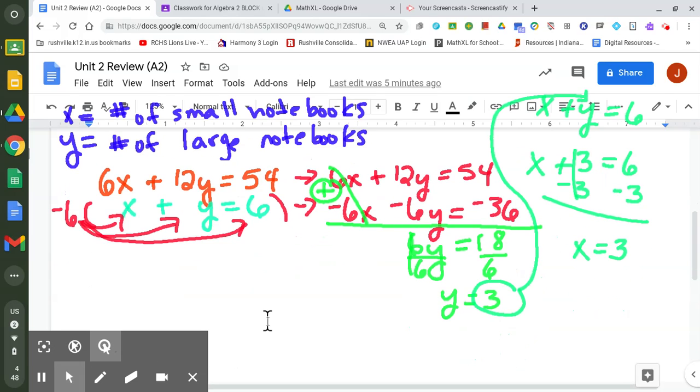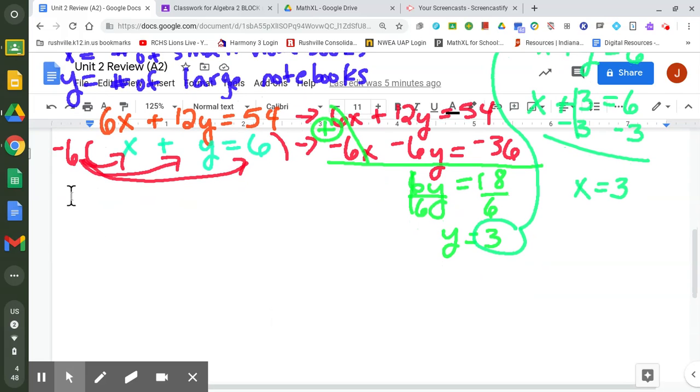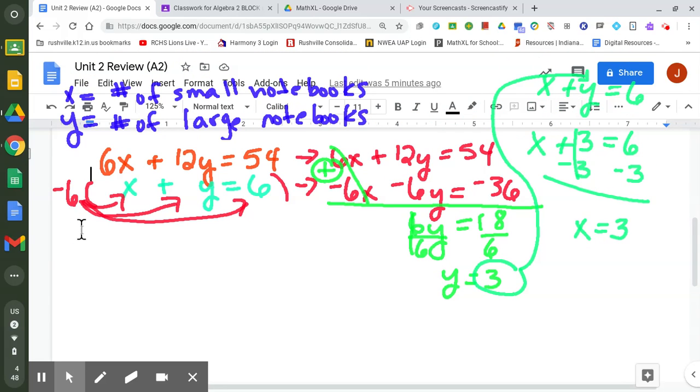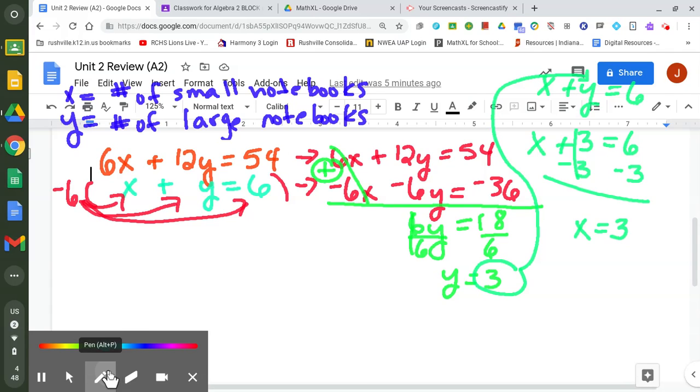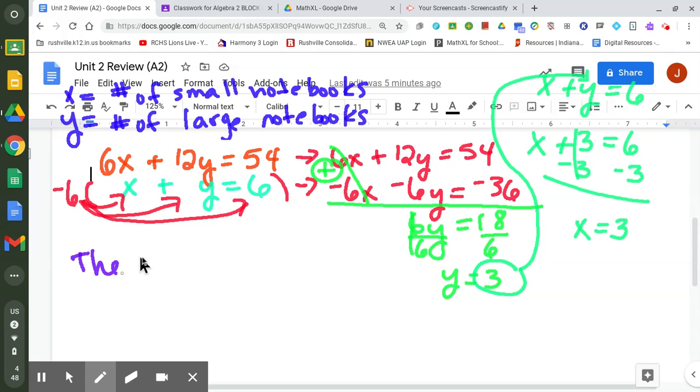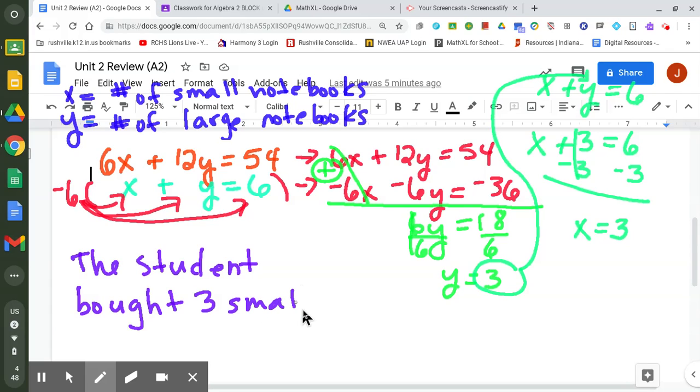So then if you're asked to answer that in a sentence, then you can write something as simple as, the student bought 3 large, or really, I guess small, 3 small notebooks and 3 large notebooks.